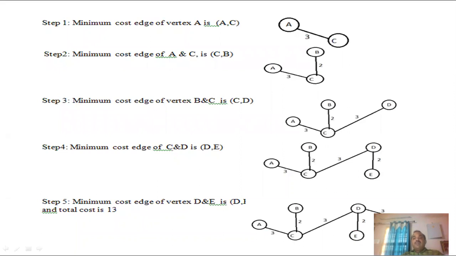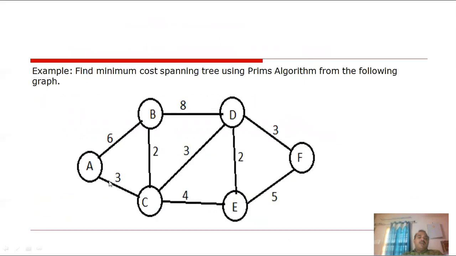All of you, which is the smallest edge? Two edges are connected to A, A to B and A to C, and A to C is the smallest. The control moves to this one, then checks which is the smallest one. Two, it goes to the next one. Then there is eight; eight is greater, so three is less. Then C to D, then D to E, next D to F.